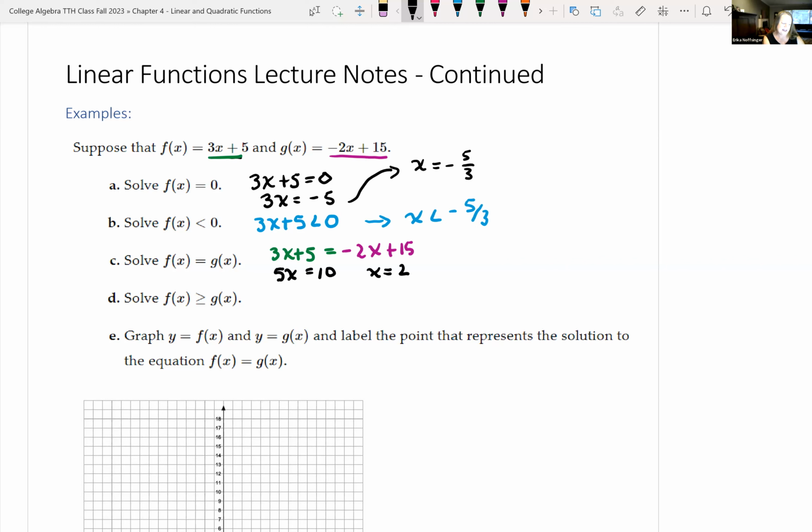We want to know when f of x is greater than or equal to g of x. Same idea: if we hadn't divided or multiplied by a negative in the previous part, the inequality will not flip. We added 2x, we subtracted 5, and we divided by 5. We did not divide by a negative. So f of x is greater than or equal to g of x when x is greater than or equal to 2.